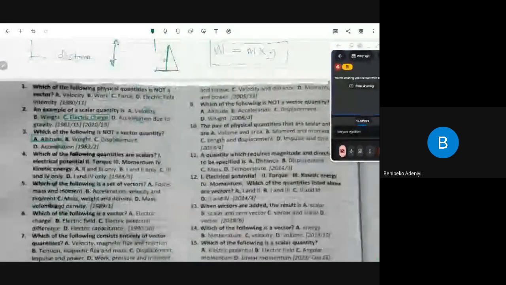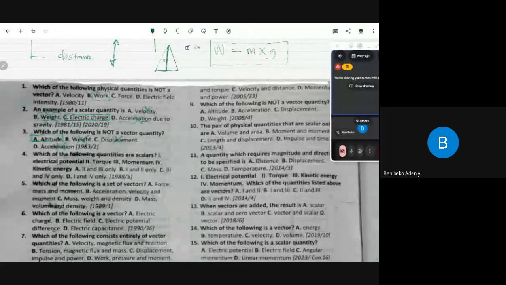Which of the following quantities are scalars? We need only scalars. Electric potential, I will keep it. The scalar quantity. You know electric potential. It's work done. Momentum, it is going to be a vector, because it is not part of what I gave you as scalar. So it's going to be a vector.